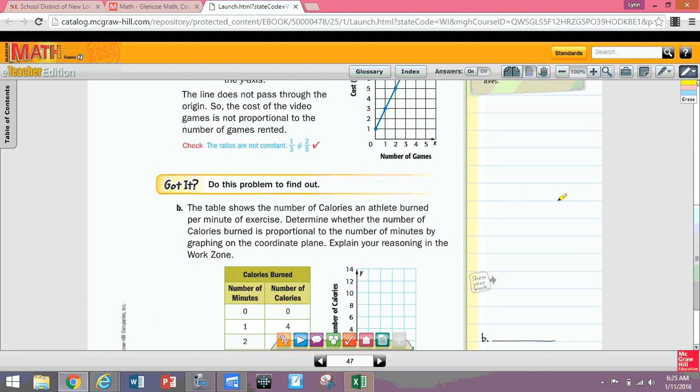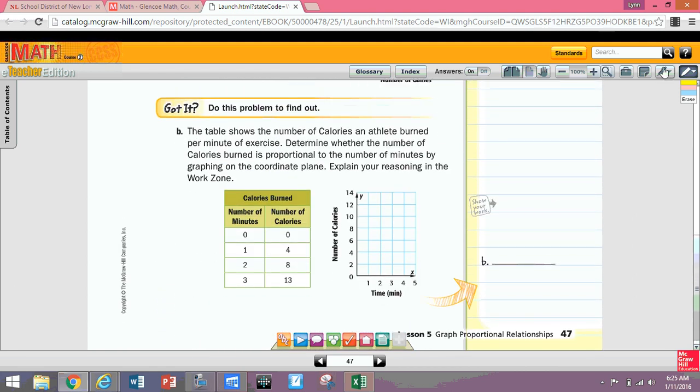So let's look at B. I want you to pause your computer and I want you to do B. You take the information in the calories burned, you graph it, and you tell me if it's proportional or not with the correct terminology.